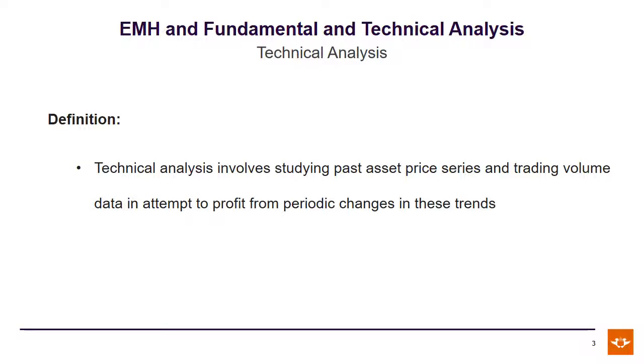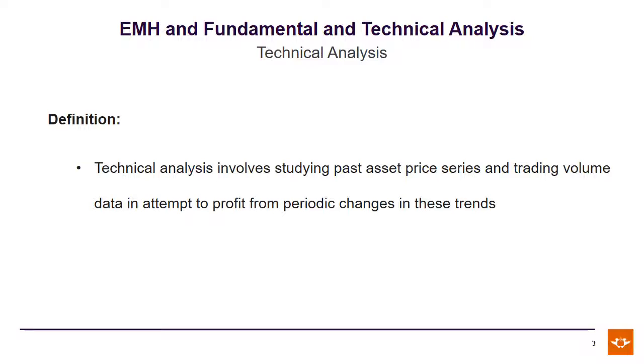When we're doing an analysis for the purposes of asset selection, whether it's individual assets or assets within a portfolio, there are different ways we can do it. Two major methods are technical analysis or fundamental analysis. Now, technical analysis, which we're going to start with, involves studying past asset price series and trading volume data in an attempt to profit from periodic changes in the trends.